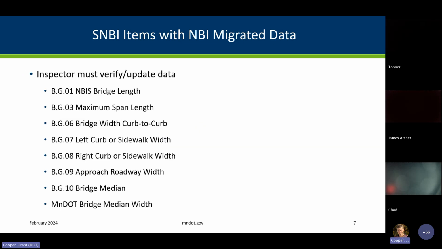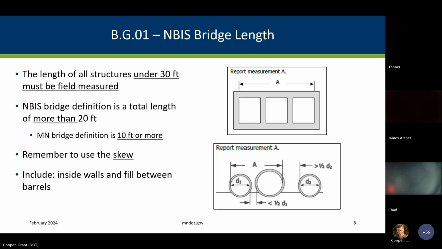So for these next items, we have existing data that we're able to migrate, and we're just asking you to verify and update it if needed. The first is the NBIS bridge length. So with the FHWA's new guidance, they say that the length of all structures under 30 feet must be field measured. Now the NBIS bridge definition is a total length of more than 20 feet, while the Minnesota bridge definition is 10 feet or more. So there's a little difference there.